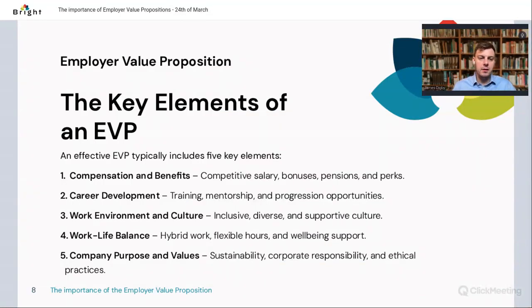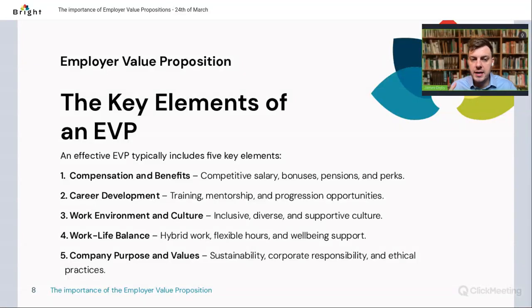In terms of the key elements of an EVP, they differ depending on the world that we live in, the situations that people are in. Sadly, at the moment, the one that is at the top is compensation and benefits. And interestingly, that isn't always the case. But with the cost of living being so high at the moment, a competitive salary, bonuses, pensions, and perks really, really are very important. Career development is consistently one of the top 3 options when we've done EVPs over the last 6 years.